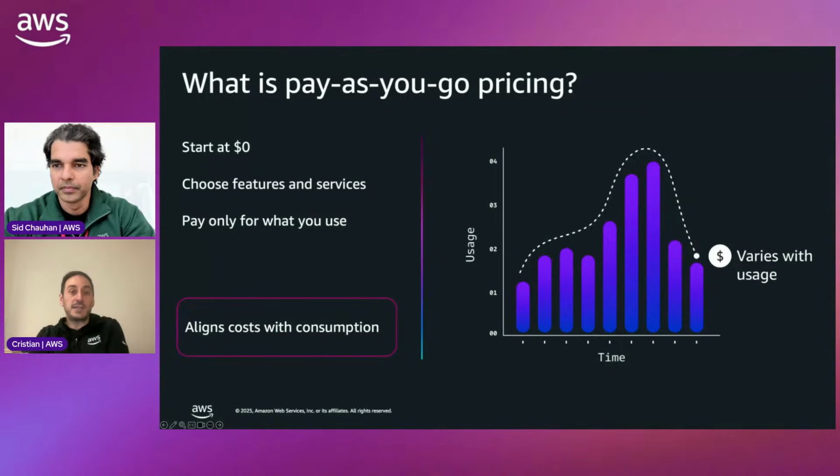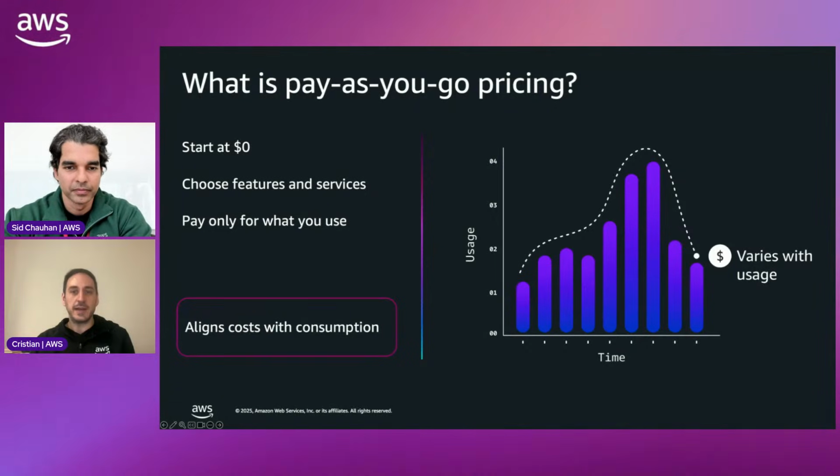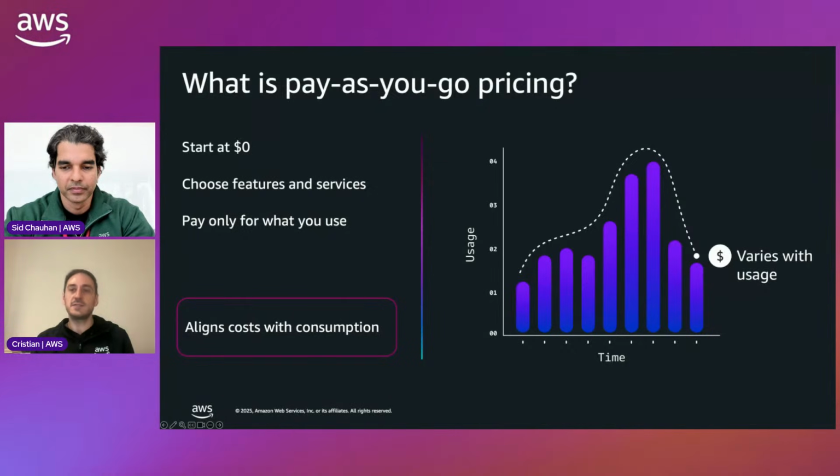So really simple, what is pay-as-you-go pricing? A good place to start. This is the model that most cloud providers, including AWS, use. Basically, you start at a price of $0 per month. You choose the different features and services you need, and all your usage is metered, and so you only pay for the amount of usage that your application consumes.